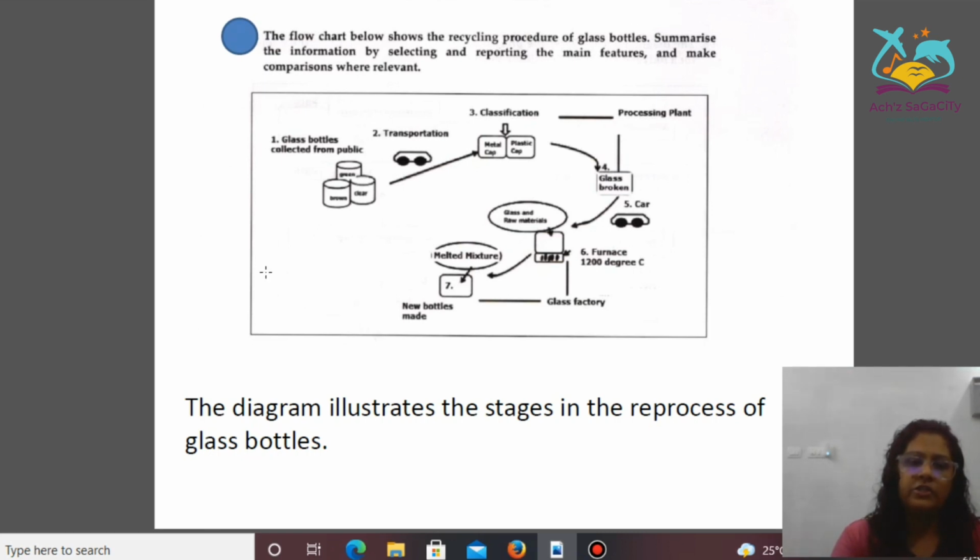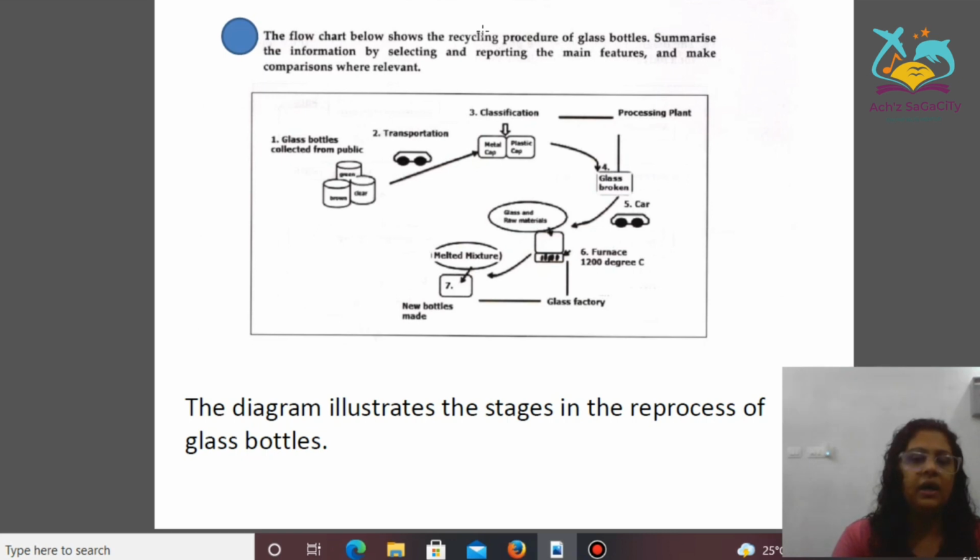The flow chart, you can change it to diagram. Then below: we don't want any below or above in the case of answer sheets, so just cut off that particular word. Then shows, you can change that into illustrates, compares, portrays, any synonym. The recycling procedure of glass bottles: here you can just write it as the stages in the reprocessing of glass bottles.